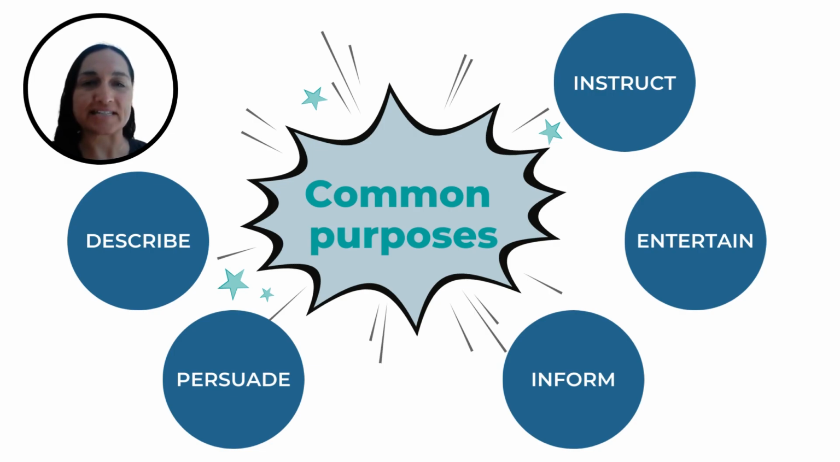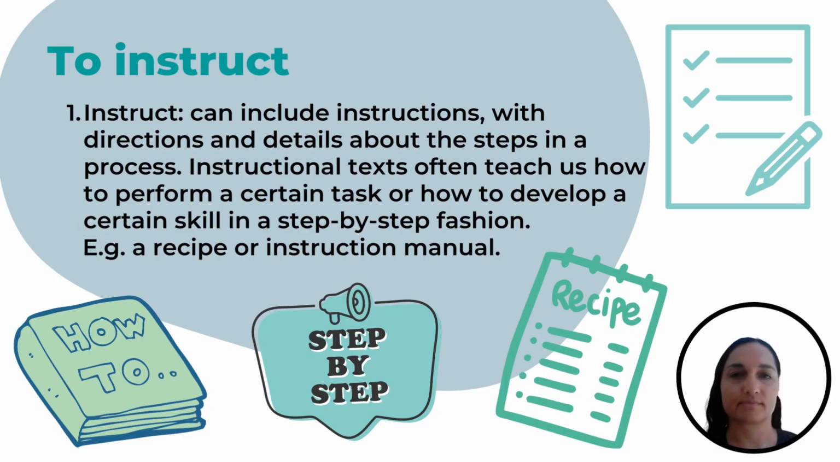We can consider an author's underlying motivations by first categorising their purpose according to some of the common reasons for which literary works can be created. Let's take a look at some of the common purposes for writing a text. Common purposes include to instruct, to entertain, to inform, to persuade, or to describe.